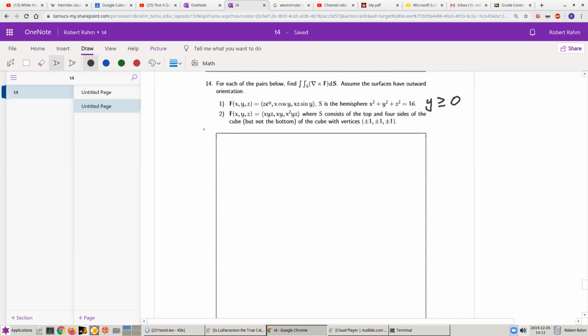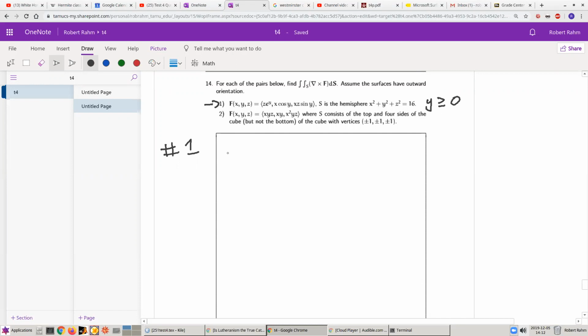Okay, so this is the problem I'm going to do, number 1. This is a Stokes' theorem question. So what's the idea here? For the hemisphere, we have the sphere x squared plus y squared plus z squared is equal to 16. This is a sphere of radius 4 centered at the origin, and we just want the part where y is greater than or equal to 0.